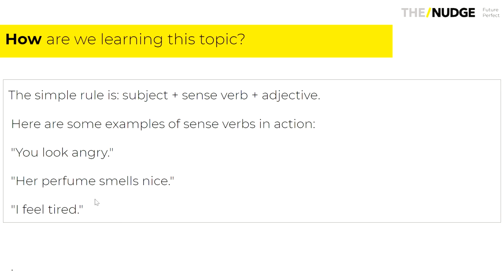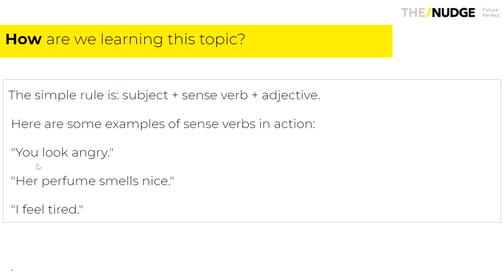Now, let us look at a simple rule that we can follow while making sentences using sense verbs. So, in this rule, we need to start the sentence with the subject. After that, we add the sense verb and finally the adjective. So, let us see how this formula and rule is applied in actual sentences through these examples.